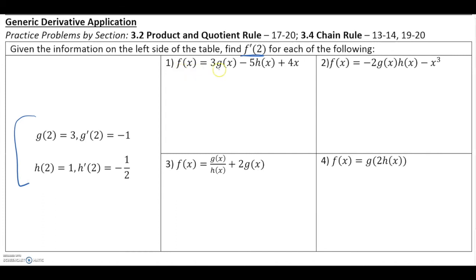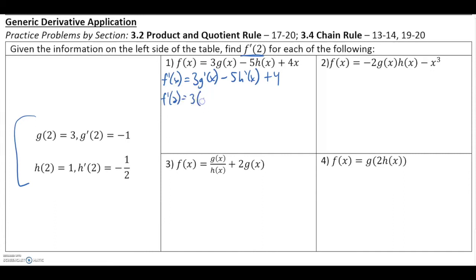So if we start off with f of x equals 3g of x minus 5h of x plus 4x, know that that's three different functions being added or subtracted together. So if we want f prime of x, well, differentiating 3g of x, that'd be the same as 3g prime of x. Minus 5h of x, well, that derivative would be 5h prime of x, and derivative of 4x would be 4. And now it's just substitute the values in.